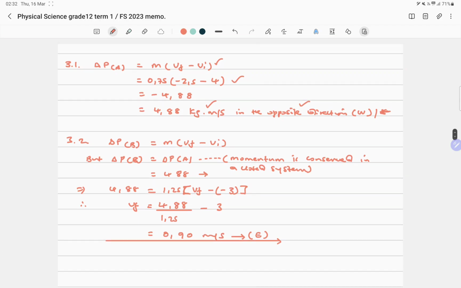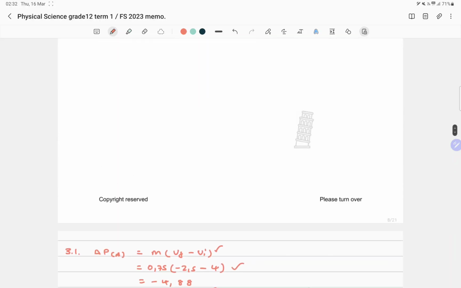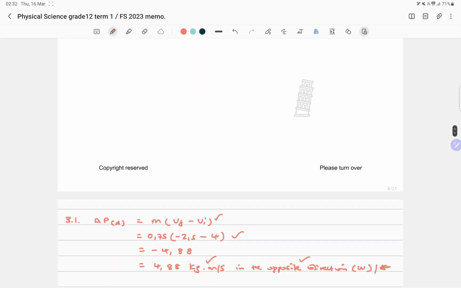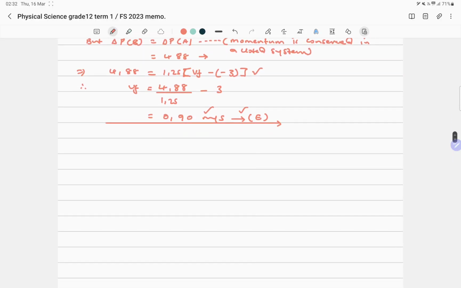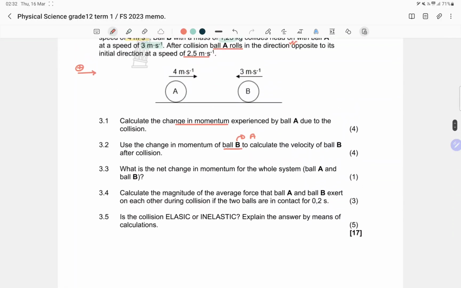Now this is fine, but I think what matters here is this statement right here. For me it matters. And then we can say correct substitution, and then the correct answer. How many marks were there? 4, because there is an issue of direction there. Okay, great. Are there any more questions?